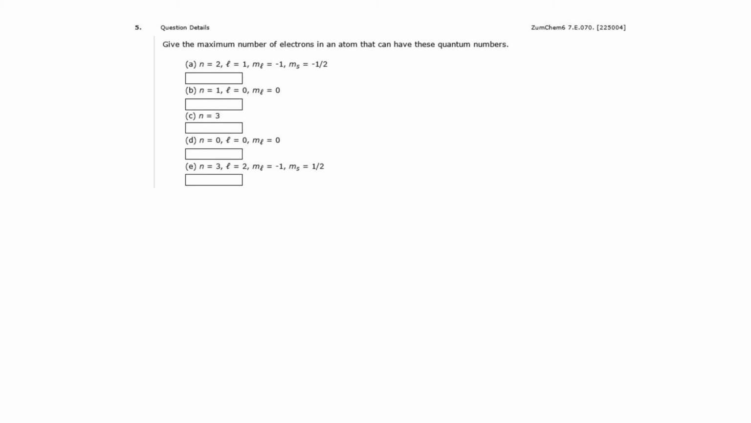Yet another question about quantum numbers. What we need to do in this problem is first determine if the set of quantum numbers is valid, then ask to what level they specify, and then how many electrons could have that designation.